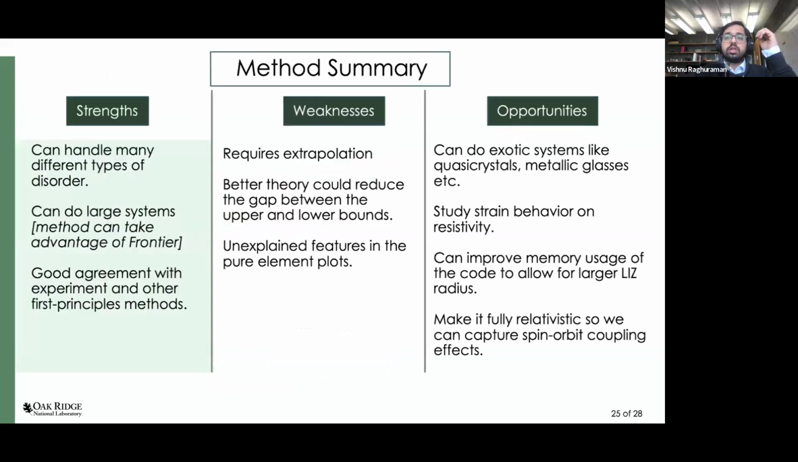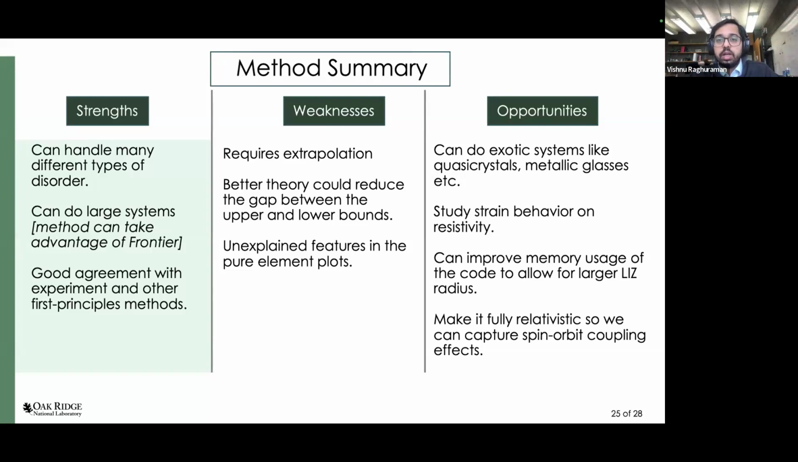Yeah, so to summarize our methods, the strength of the LSMS Kubo methods is that we can handle basically any type of disorder. If you can make a structure for it, we can do the calculation. Our code is quite well optimized, and we can do very large systems. We can take advantage of exascale machines, and we are getting good agreement with experiment and CPA.